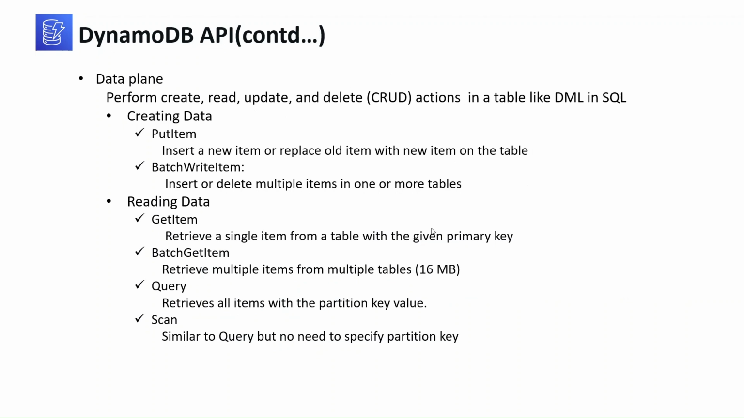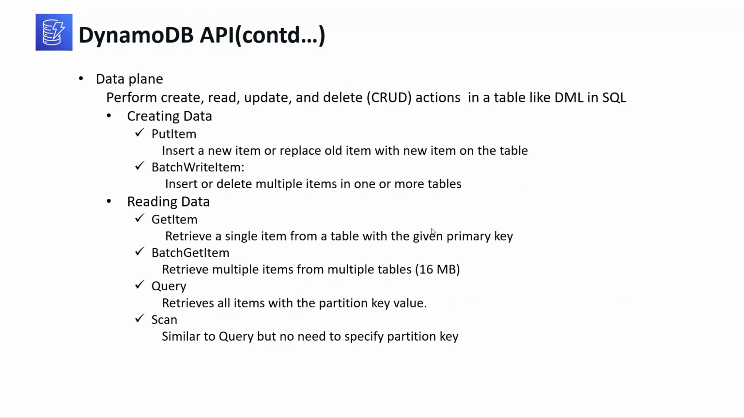For reading data, the get item API retrieves a single item from your table with a given primary key, and batch get item retrieves multiple items from multiple tables up to the size of 16 MB. The query API retrieves all items with a partition key value, and the scan API, similar to query, retrieves all items but has no need to specify the partition key.